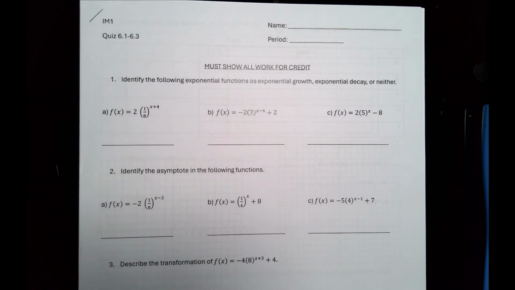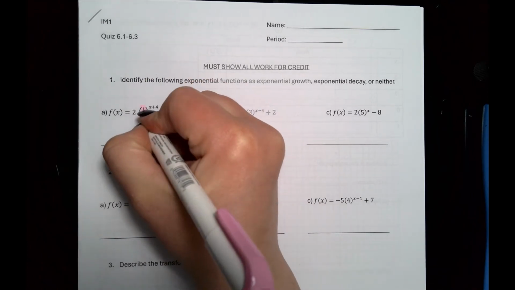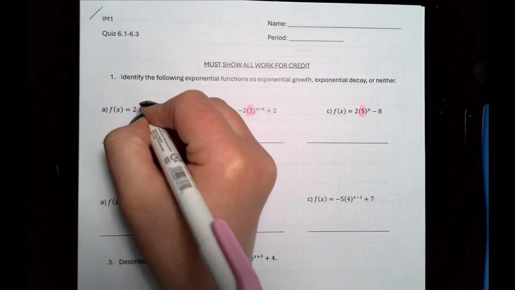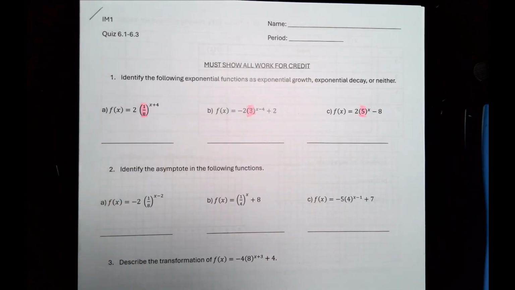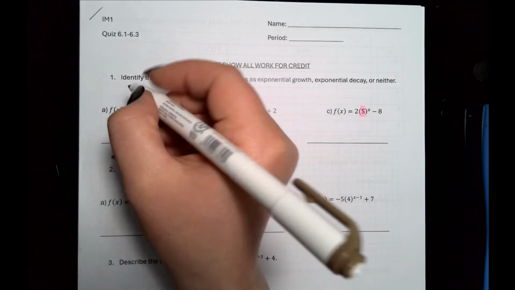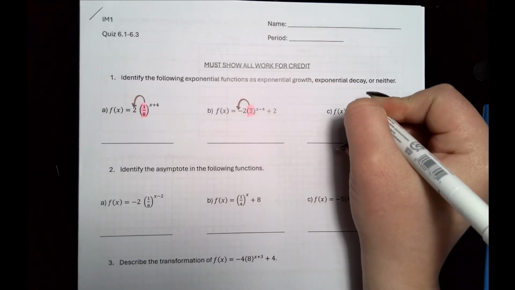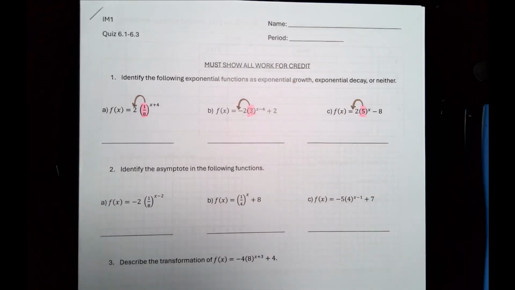The first questions are asking us to identify the following exponential function as growth, exponential decay, or neither. So when you are determining a growth, decay, or neither in an exponential function, you're going to take a look at this b value. This b value tells you if it's going to be a growth, decay, or neither. Now you're also going to take a look at the a value. So this b and this a have a relationship.